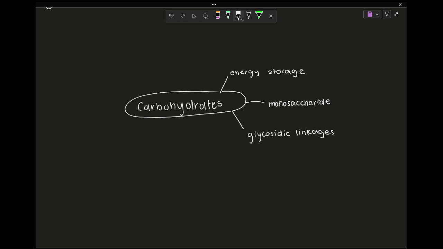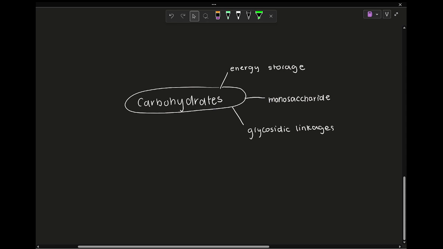So a monosaccharide is just one single sugar molecule, such as glucose, fructose, or galactose. Disaccharides are actually pretty important to know. So glucose plus glucose will equal the disaccharide maltose. And then glucose plus fructose will equal the disaccharide sucrose. And then finally, glucose plus galactose will equal the disaccharide lactose.